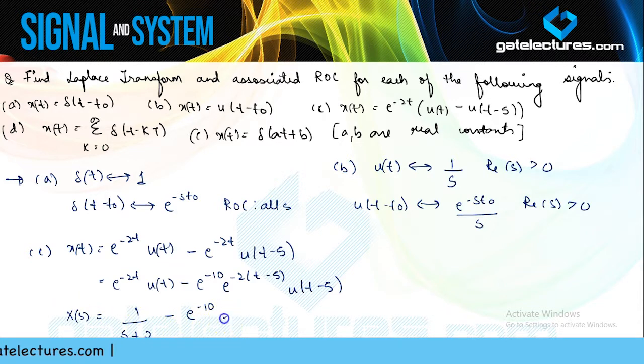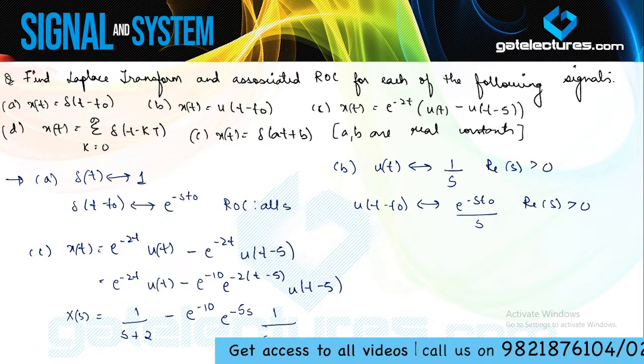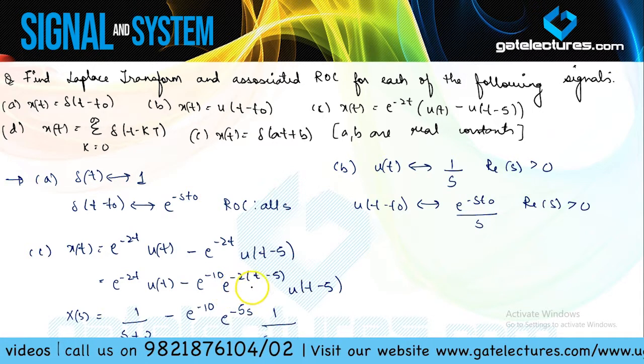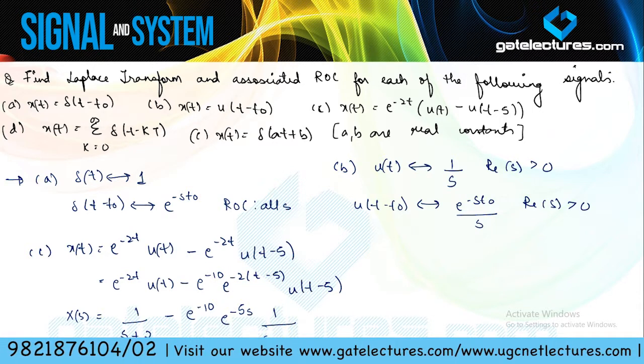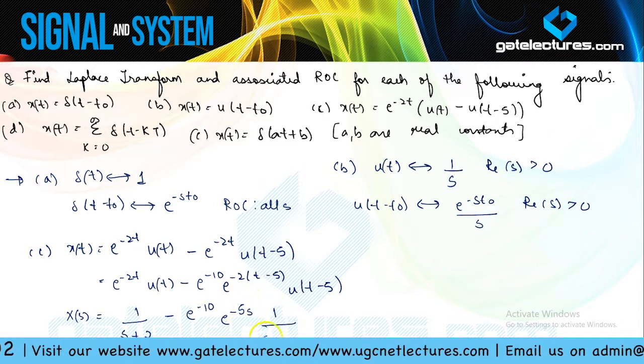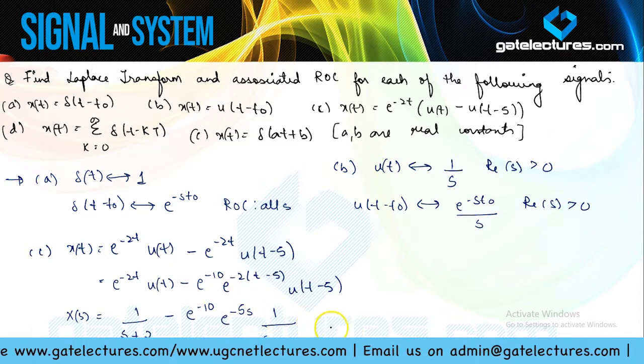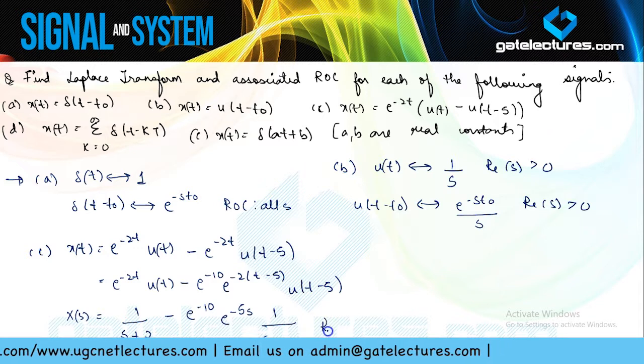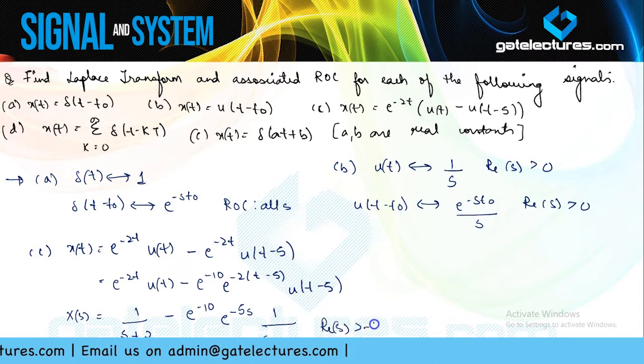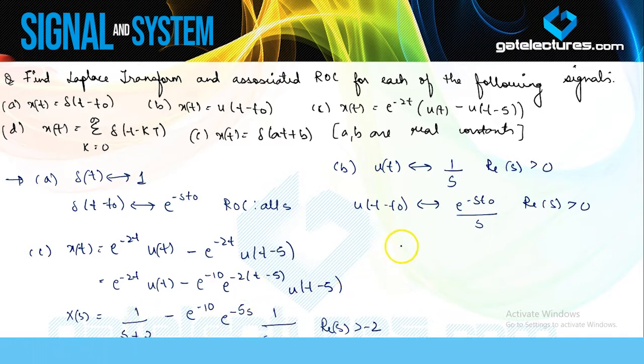How? Because of this shift of minus 5, we are going to get e to the power minus 5s in the s domain, and this u(t) has this Laplace 1 by s. Since I multiplied with e to the power minus 2t, there is going to be plus 2 here, right? And ROC for this is also going to be real part of s greater than minus 2. Okay, this is going to be my final answer. You can just simplify it or leave it as it is. It's up to you.